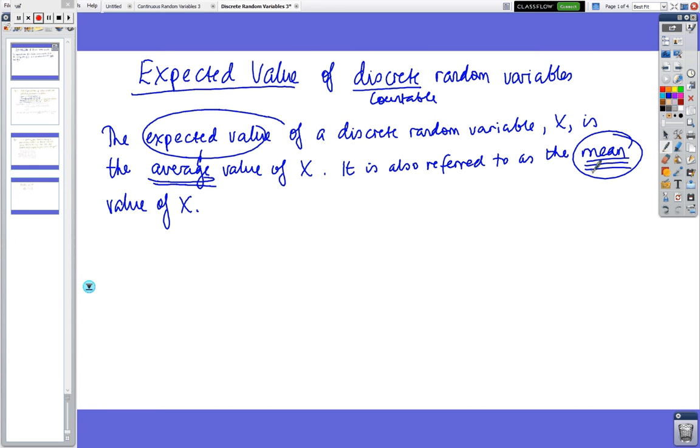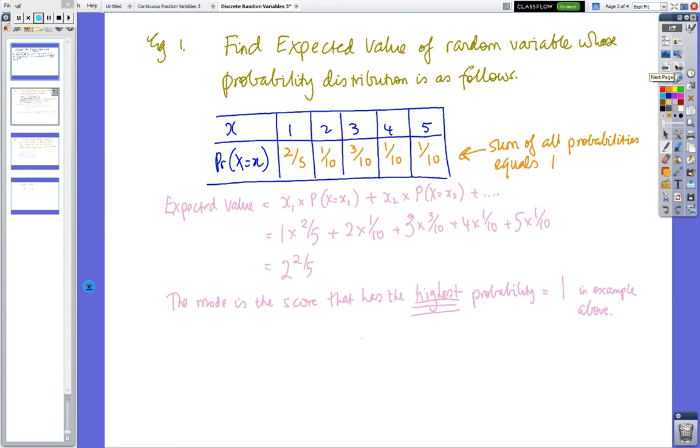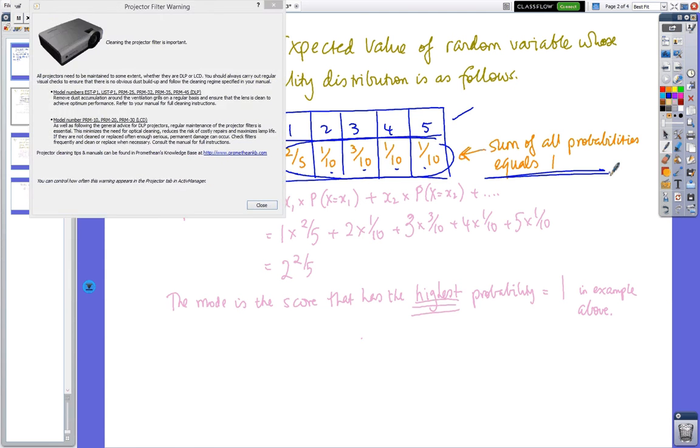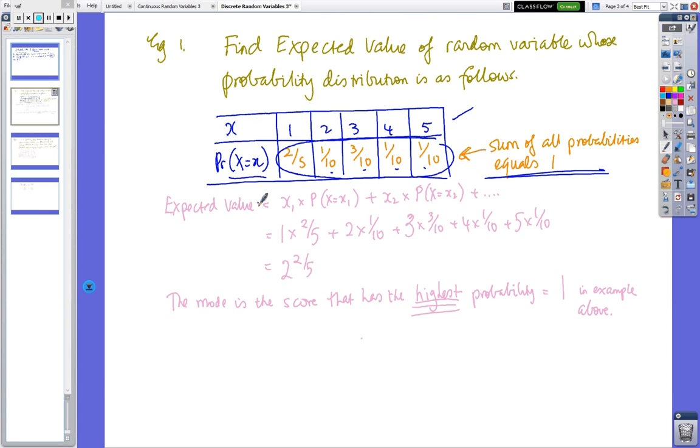Okay, so let's have a look at how you calculate it. We've got a variable, the values of x are 1, 2, 3, 4, 5, and the probabilities of each number are given. Again, you can just check, but all the numbers have to add to 1. You wouldn't be given this sort of question if the numbers didn't add to 1. So the expected value is, 1 occurs with a probability of 2/5, so that's the first value.